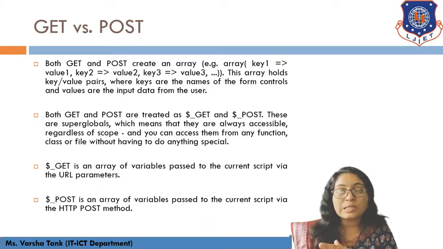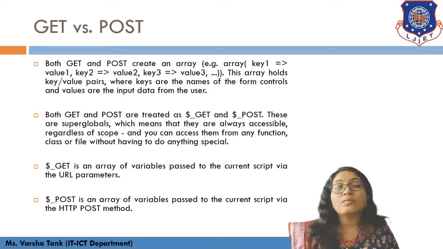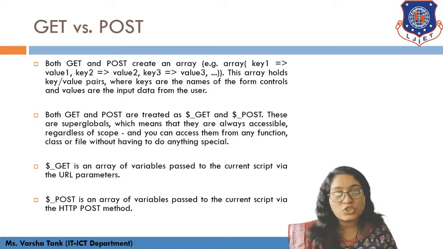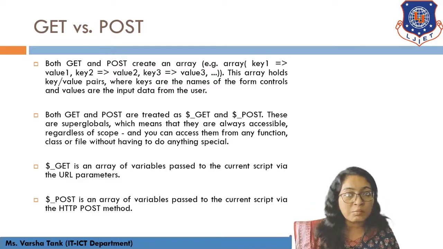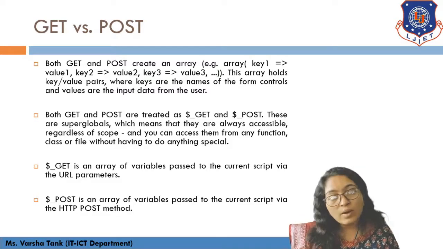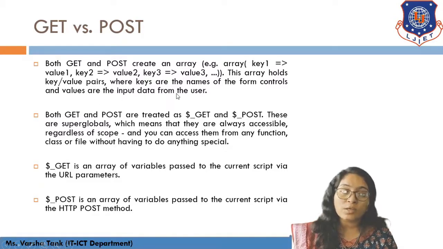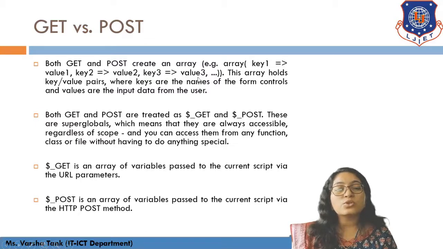As you saw in the last slide, we have written $_POST in brackets, and the name there is the name of that particular control that we defined in HTML5, and the same control we are using in the PHP file. So that is what an associative array looks like. This array holds key-value pairs, where keys are the names of the form controls and values are the input data from the user. This is how the associative array works in form processing.